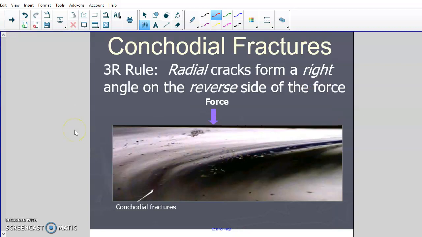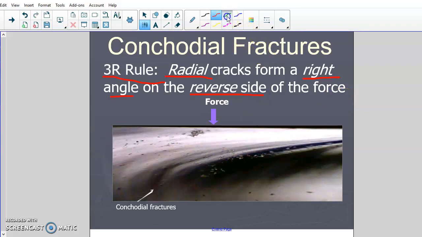The third fracture that happens in glass, so far we have radial, we have concentric. The third fracture is called conchoidal fractures. And conchoidal fractures show up on the edge of the glass. So if you were to take a piece of glass and look at the thickness part of it, the edge, that's where we're looking at conchoidal fractures. And conchoidal fractures follow what we call the 3R rule. The 3R rule says that radial cracks, so you have to be looking at a radial crack, you can't be looking at a concentric one, radial cracks form a right angle on the reverse side of the force, the opposite side of the force.